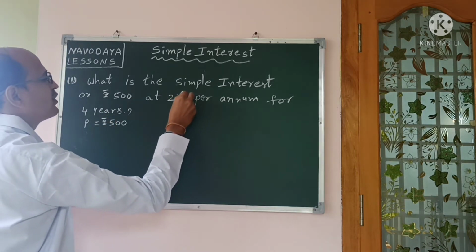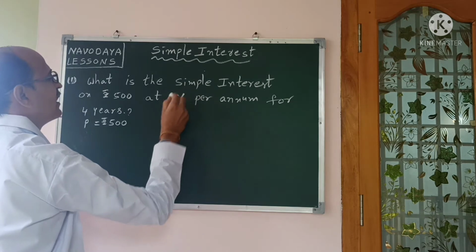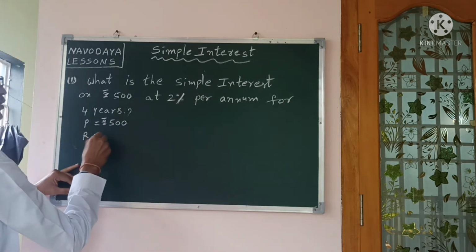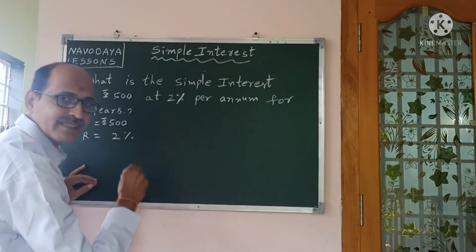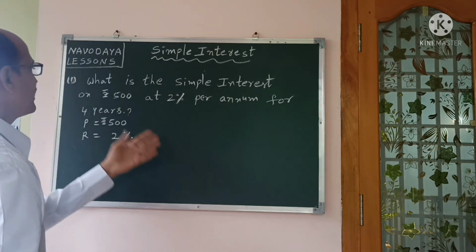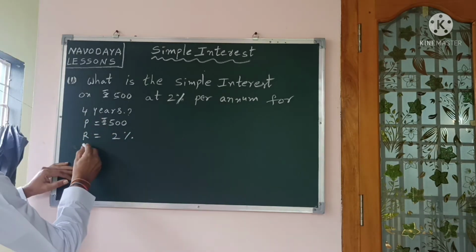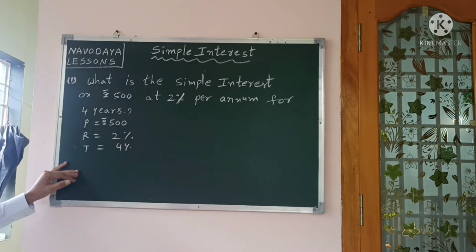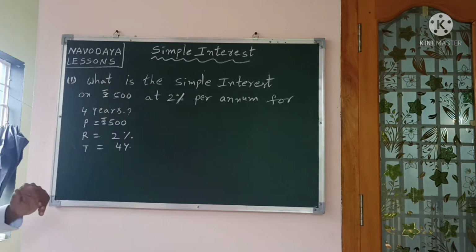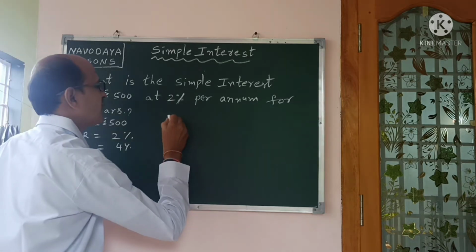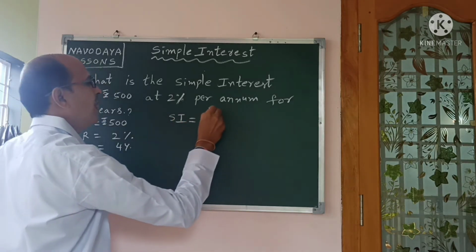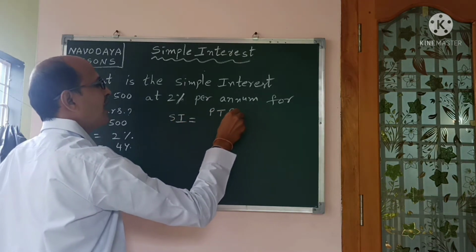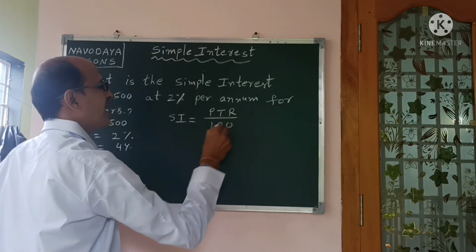Now 2%. Percent means, I already told you, this is rate of interest. What is the rate of interest? R is equal to 2%. Now what is the time here? 4 years. T is equal to 4 years. Now we have to find the simple interest. So what is the formula of simple interest? Simple interest is equal to P T R by 100.